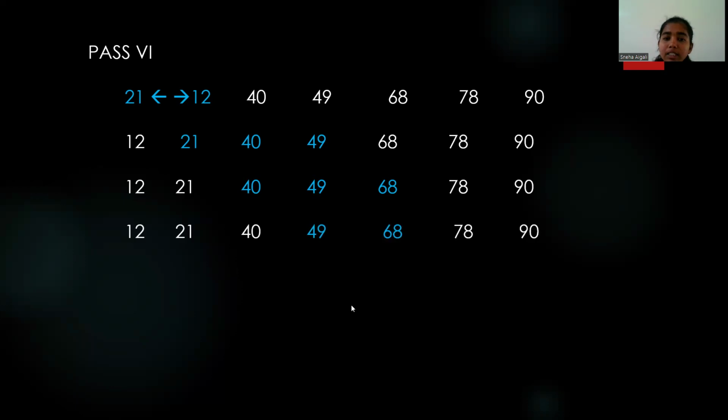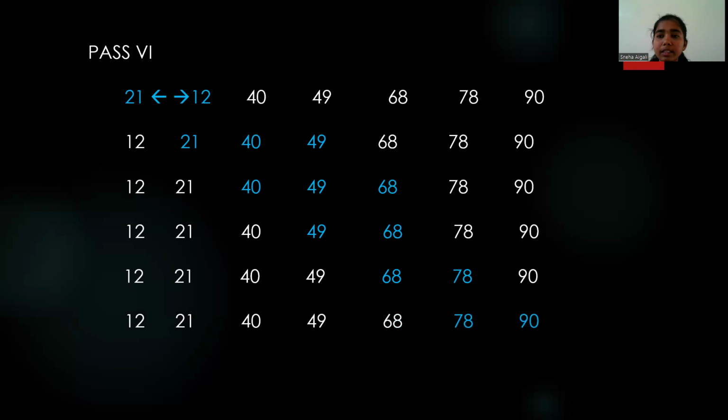The next 49 and 68 are compared. 49 is less than 68, so no need to swap the things. Next 68 and 78 are compared. Again 68 is lesser than 78, the condition is false, so no need of swapping. Next 78 and 90 are compared. Since again 78 is lesser than 90, so no need to swap the things.